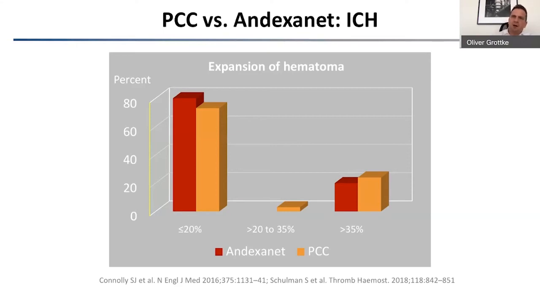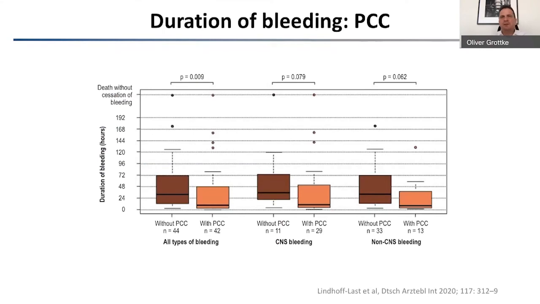UPRIGHT data, and what he found was that the expansion of hematoma in those patients with ICH was similar, treated either with andexanet or four-factor PCC, which means that four-factor PCC had a similar effectiveness with regard to reversal. However, we have to, of course, interpret this data with caution because this was not a side-by-side study, but these were different studies. Duration of bleeding, also in our observational cohort here from Germany, showed very similar results for DOAC-treated patients with a CNS bleeding.